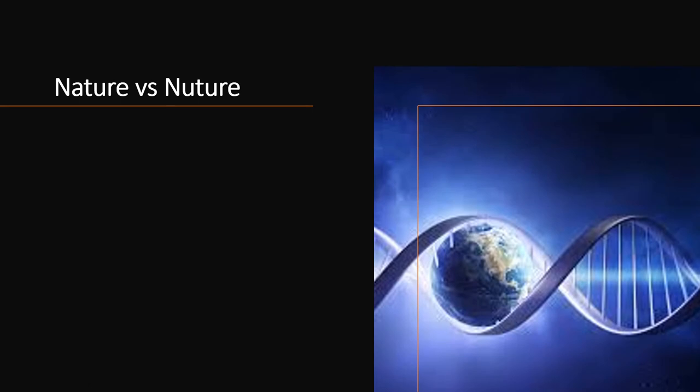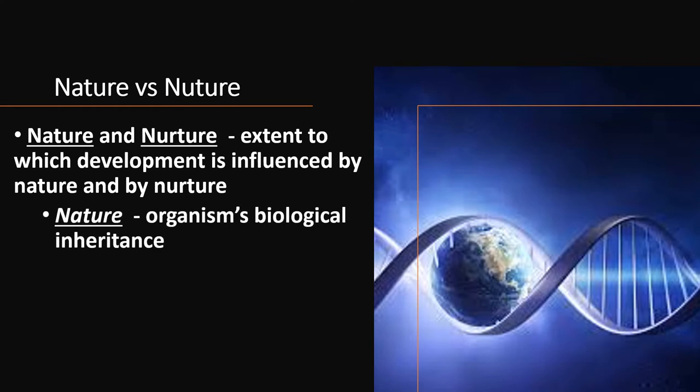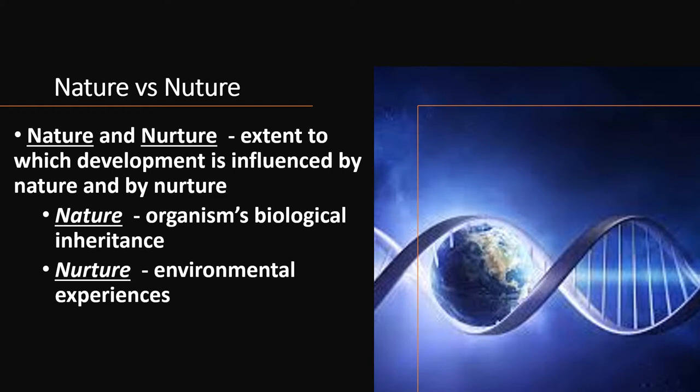I was ranting a bit, but this is just saying it a little more succinctly. Nature and nurture is really looking at the extent to which development is influenced by those two factors, by biology and environment, basically. So nature can be defined as an organism's biological inheritance. That inheritance is from the parents, but also from the ancestors, because with genetics, you inherited much more than just your parents. You come from a long line of humans. And nurture refers to environmental experiences, like how the world that we live in has shaped us.